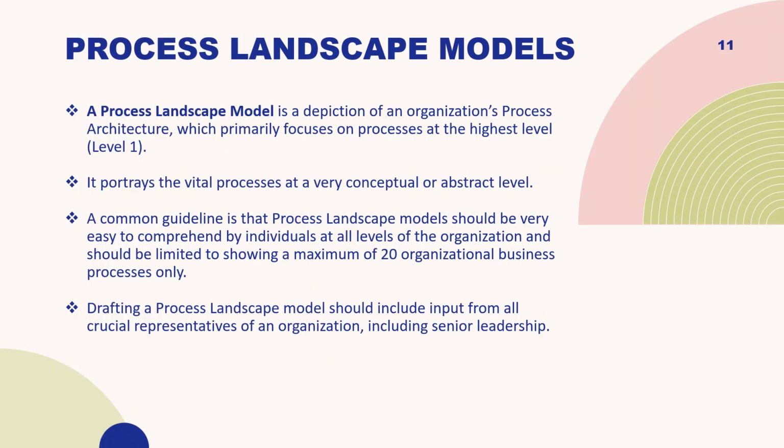A process landscape model is a depiction of an organization's process architecture, which primarily focuses on processes at the highest level, or level 1. Process landscape models portray vital processes at a very conceptual or abstract level. A common guideline is that process landscape models should be very easy to comprehend by individuals and stakeholders within all levels of the organization, and should be limited to showing a maximum of only 20 organizational processes. Drafting a process landscape model should include input from all crucial representatives of an organization, including senior leadership as well.